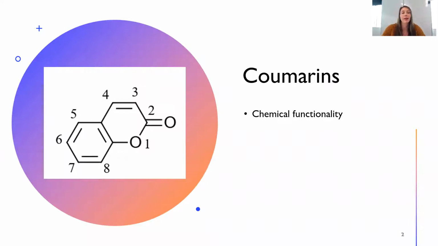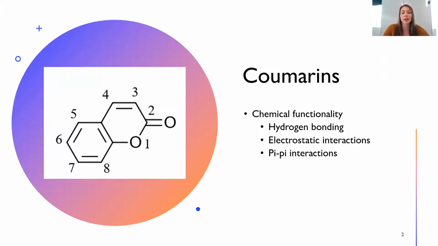Coumarins have the chemical structure that you can see here, and this is the numbering that we use when we talk about them. Because of the chemical structure of these molecules, which is a benzene ring attached to a pyrone, these molecules have a certain amount of chemical functionality in which they have the ability to engage in hydrogen bonding, electrostatic interactions, pi-pi interactions, and hydrophobic interactions just from the backbone perspective.